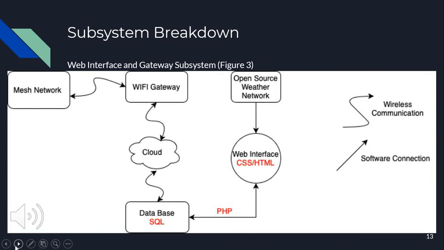So I'll now give you a little bit of a breakdown on the web interface and gateway subsystem. Here you can see my block diagram for this subsystem. The squiggly lines are wireless communications and the software connections are the straight lines. So the Mesh XBee network will be wirelessly connected to the Wi-Fi gateway. The data will then be transmitted into a cloud where MySQL databases are able to pull data from the cloud and store them. The SQL database will directly communicate with the web interface to display the data, and our open source weather network will send data to our web interface.